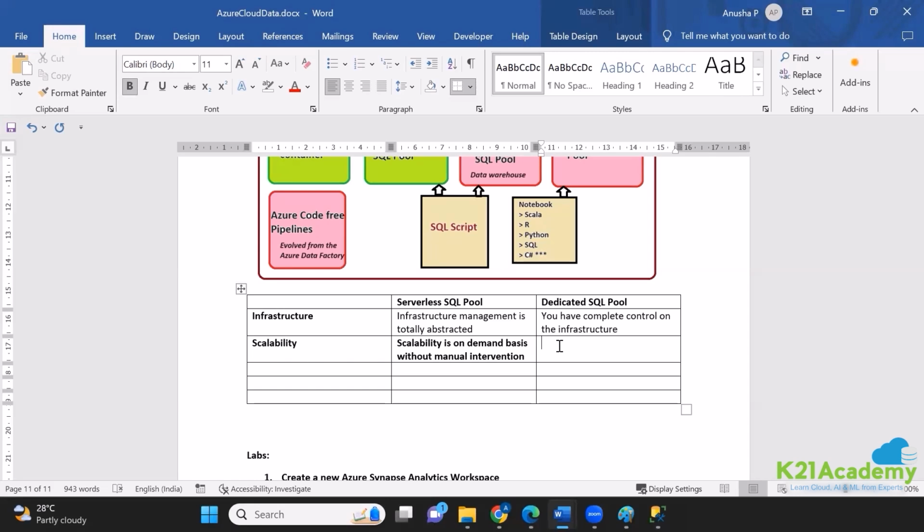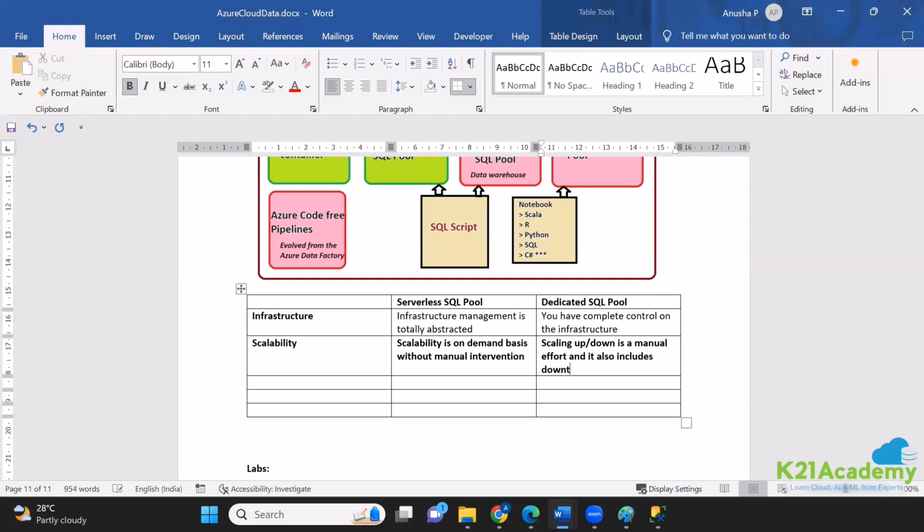And when you're making changes in the middle, there is going to be a downtime associated with your resource. Okay, so here scaling up or scaling down is a manual effort. And although it's a manual effort, it also includes downtime. So you should be ready to compromise with that.